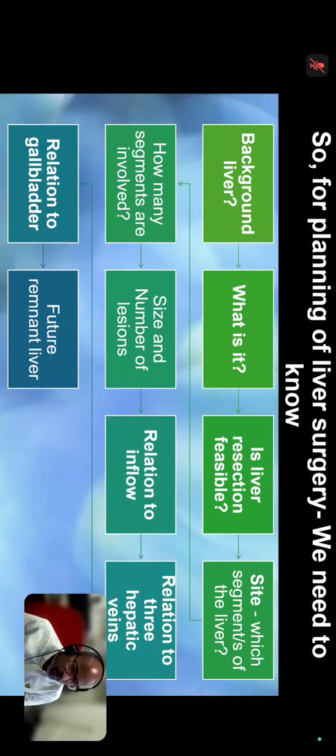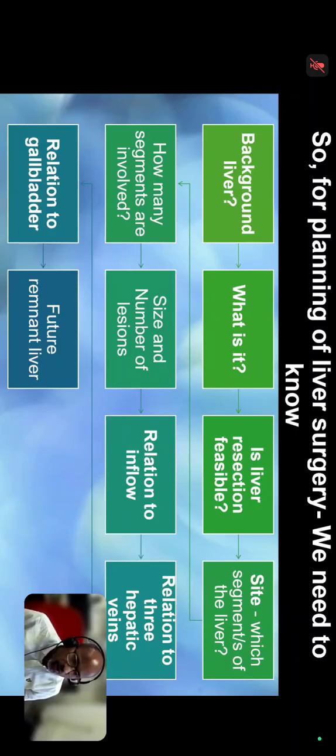Relationship to the gallbladder, especially for planning an ablation. You don't want to burn the gallbladder if the tumor is close to it, so you may want to take the gallbladder out. And then finally, how much liver you're going to leave behind. That is the future remnant liver. I would like to use the word functional liver remnant rather than future remnant liver, because the quantity may be good, but the quality may not be good. So it's important to use functional liver remnant rather than future liver remnant.